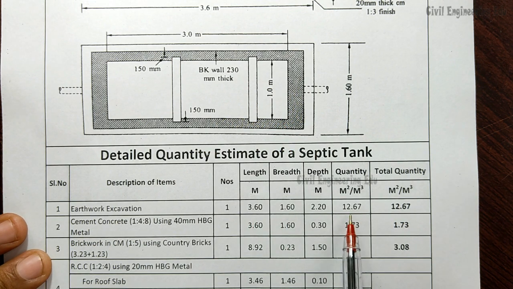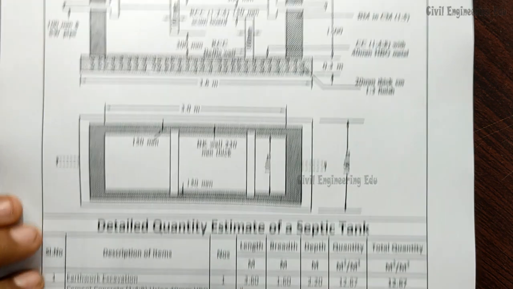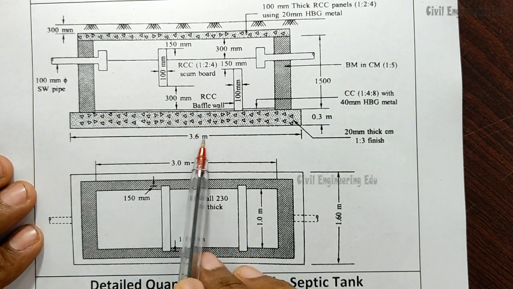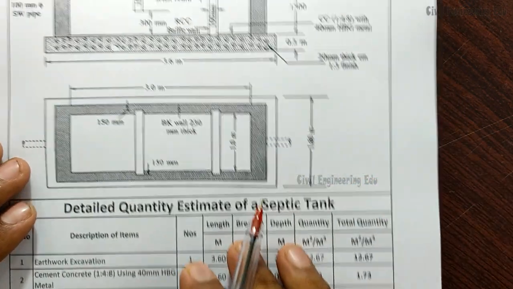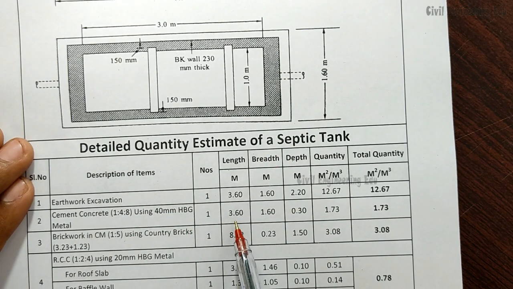So this is earthwork excavation. Second one is PCC. This is nothing but plain cement concrete. So for this we have to calculate the quantity. Length is 3.6 meter, breadth is 1.6 meter, and thickness of PCC is 0.3 meter. So same thing I have written, 3.6, 1.6 and 0.3. So L into B into D is equal to 1.73 meter cube, right? Multiplied by 1 is equal to 1.73.